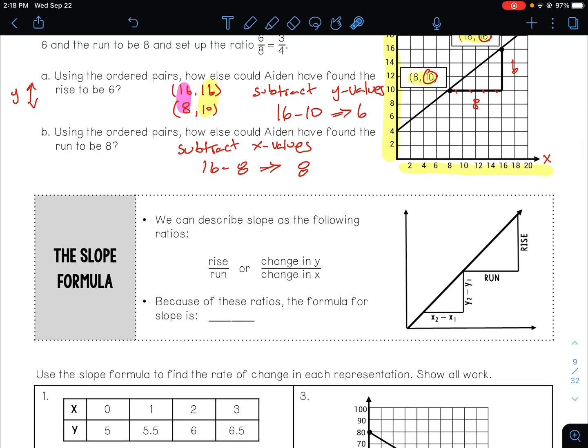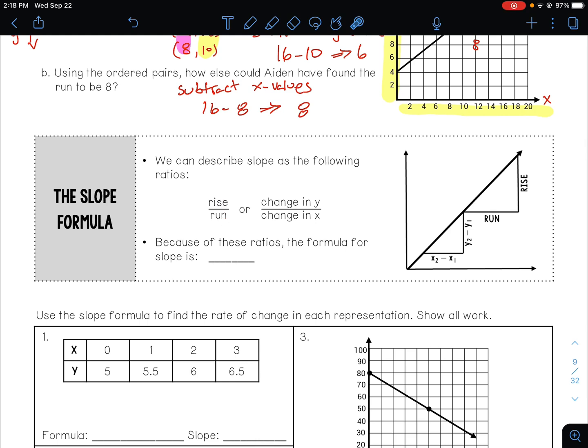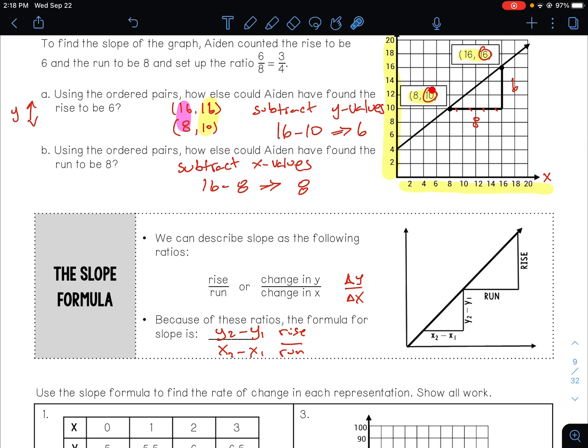We can describe the slope as the following ratios: the rise over the run, or the change in y over the change in x. I've also said delta y over delta x. Delta means change. So because of these ratios, the formula for slope is y2 minus y1, which gets us the rise, and then x2 minus x1, which gives us the run, right? So if you subtract one y value from the other, and then one x value from the other x value, you're going to be given the slope.